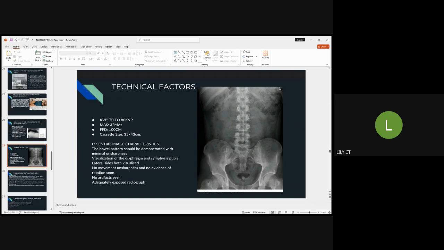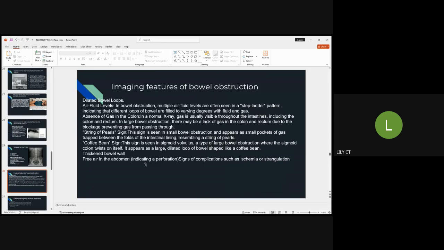Essential image characteristics: it should include from the diaphragm to the symphysis pubis. The bowel pattern should be demonstrated with minimal unsharpness. The lateral sides of the abdomen should be visualized on both sides. There should be no movement unsharpness and no evidence of rotation. No opaque objects such as belly piercings or necklaces should be seen. And the radiograph should be quickly examined.